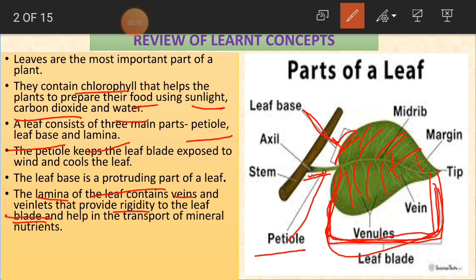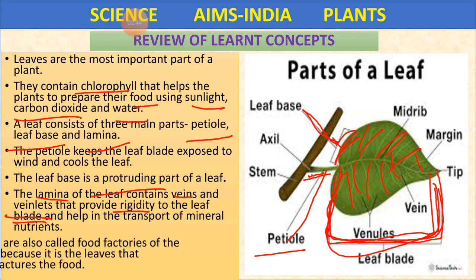They also help in the transport of minerals and nutrients which come from the water. Where does the leaf get the water? Actually from the roots we get water, and through water we get minerals. Those minerals and nutrients are supplied by the veins. And where are these veins? They are in the lamina of the leaf. Okay children, clear?